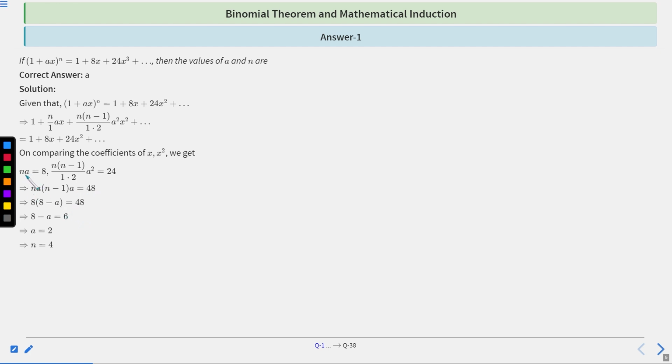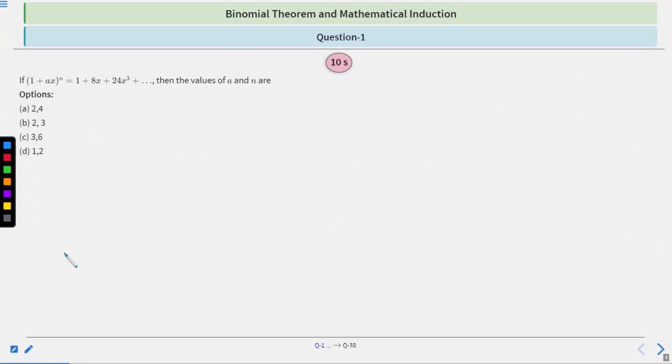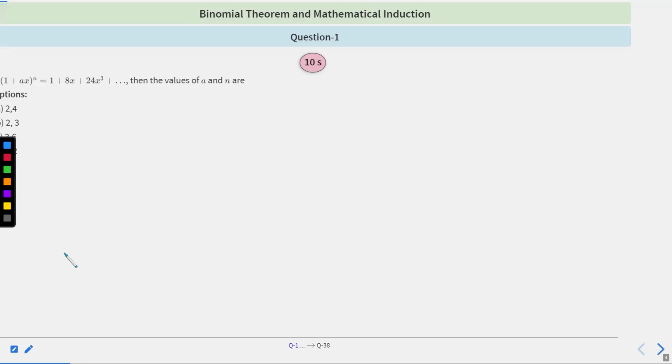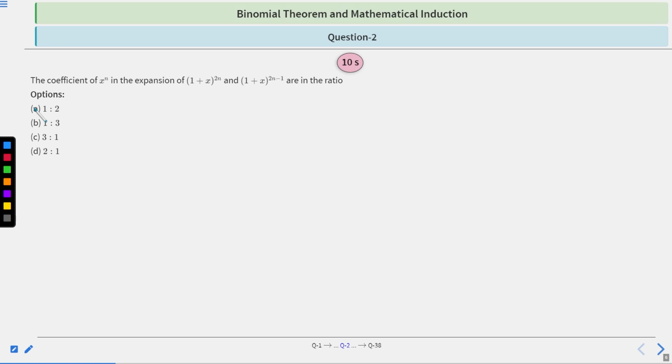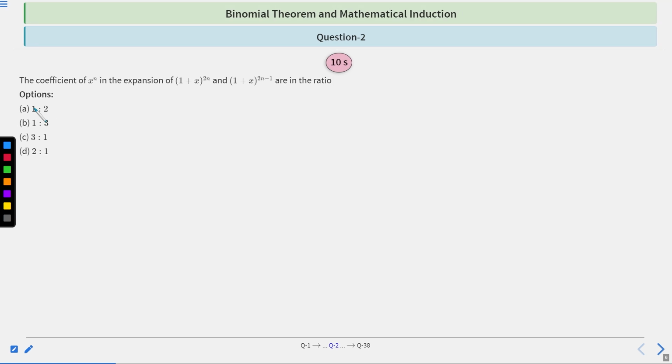Right, after putting the value of na equal to 8, it is 8 into (8 minus a) is 48. So you will get a as 2 and n as 4. Clear? So I think option A is the right choice. A is 2 and n is 4. Now let's discuss next question.